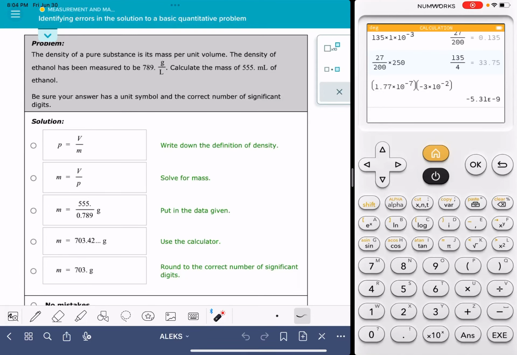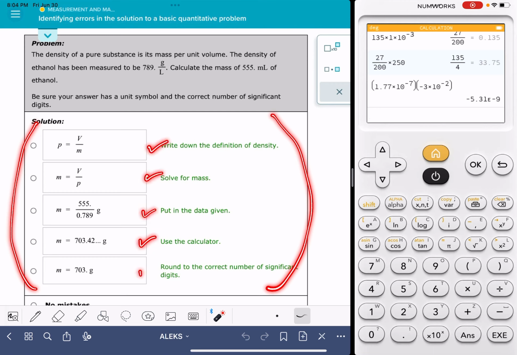In this video, I'll show you how to solve the ALEKS problem called Identifying Errors in the Solution to a Basic Quantitative Problem. This is going to give you a description of a problem and suggest a potential solution to the problem step by step. So this would be a solution.